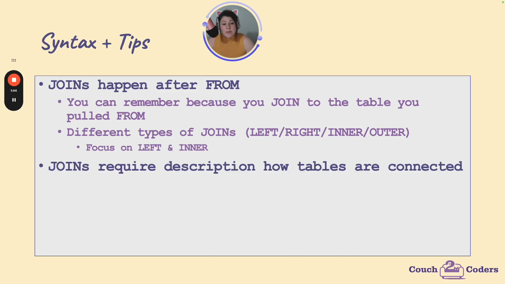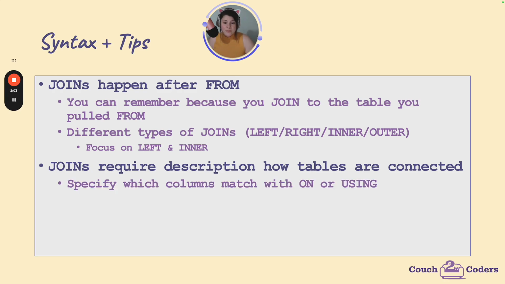Joins require a description of how the tables are connected. So in the last lesson, we talked about how the appointment type is what connected two tables. Whenever you're doing a join, you need to know ahead of time, how do these two tables relate? What column or multiple columns make a connection from my from table to my join table? You specify which columns are connected using either an on or a using statement. They're a little bit different, but you can always use an on statement.